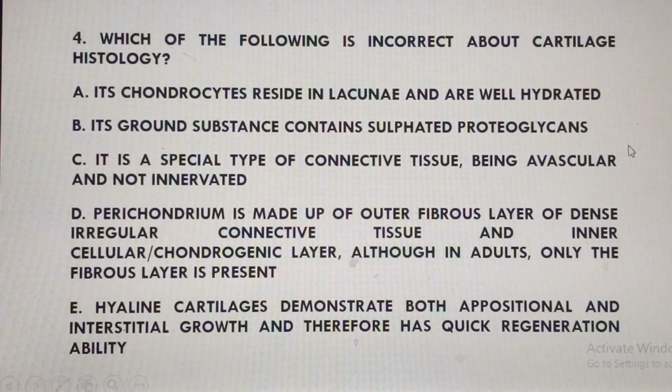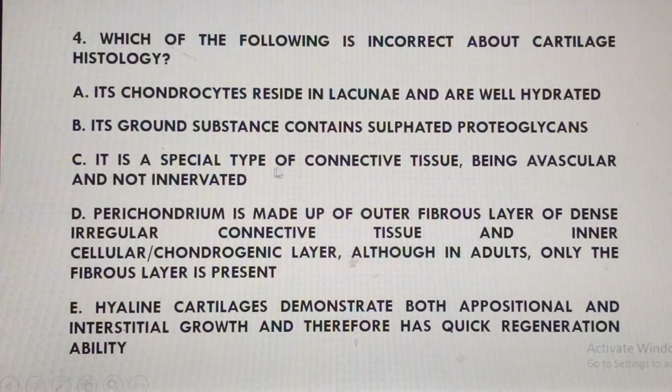That's a true statement. Option B says its ground substance contains sulfated proteoglycans. That's a very true statement. I've already told you that the sulfated proteoglycans are the aggregants: chondroitin sulfate, dermatan sulfate, keratan sulfate. Option C says it is a special type of connective tissue being avascular and not innervated. Yes, I've already indicated that it is a special type of connective tissue, avascular, lacking blood vessels, neither does it have nerve supply.